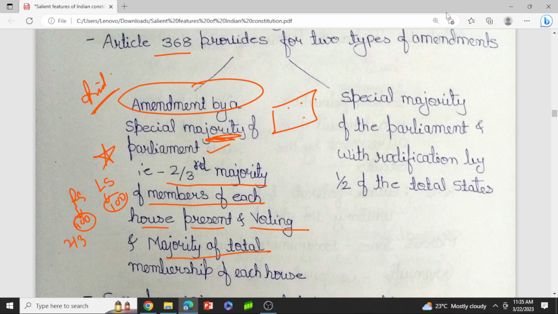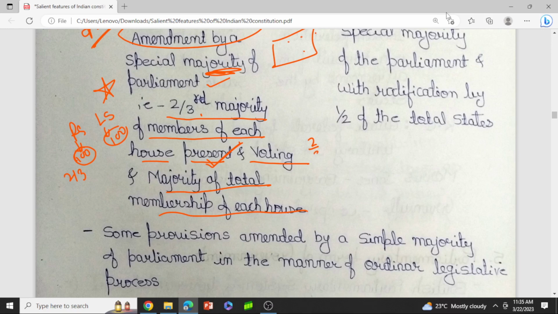And a majority of the total membership of the house. So this is two-third of those who are present, plus a majority of the total number. In Rajya Sabha, if I talk about the current number, it has around 245 seats. I'm not sure about this, but yes, 245 seats. So there should be a majority of this 245 as well as the two-third. Then the amendment can be done through a special majority.